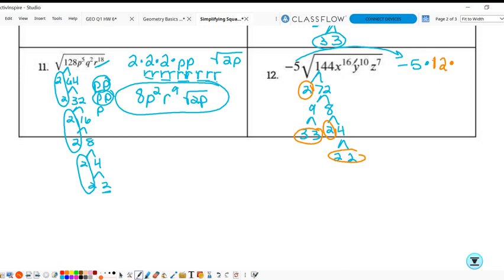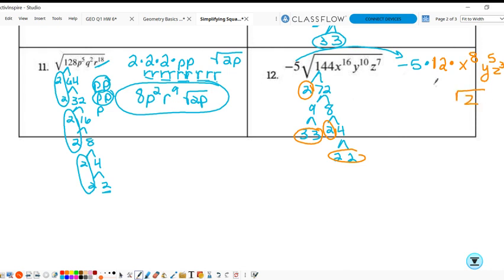X to the 16th, when we divide 16 by 2, we get 8. So I know I'm going to have 8 x's out here and nothing left over. When I work on the y's, 10 divided by 2 is 5. So I'm going to have 5 pairs of y's out there. And for z, I have 7 z's. So 7 divided by 2 is going to be 3. But I'm going to have 1 z left over under the radical.